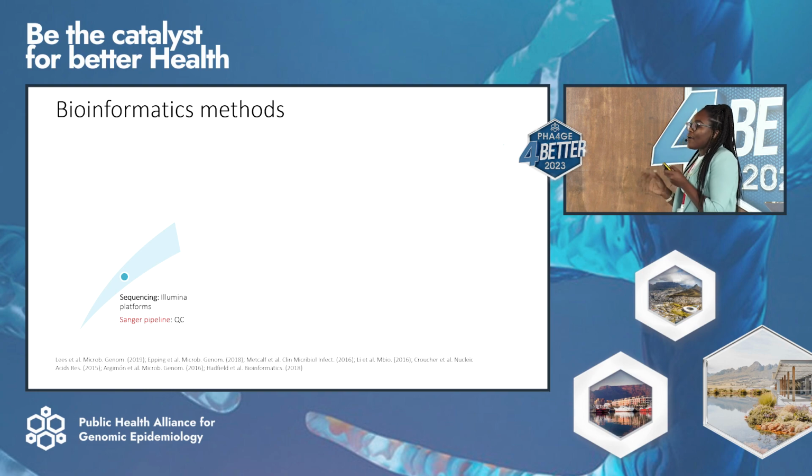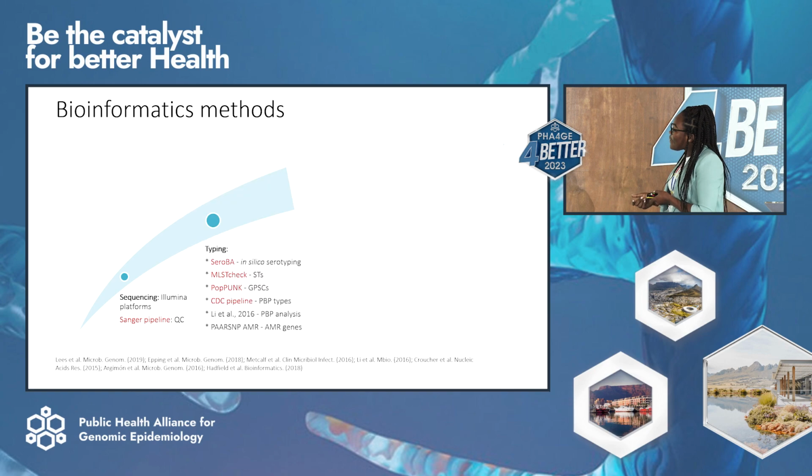pipelines. Just to break down a bit of the bioinformatics, we did our sequencing using Illumina platforms, and quality control was done using the Sanger pipeline. For typing, we used SeroBA for in silico serotyping, and just to mention that SeroBA had a 99% concordance with our phenotypic serotyping methods in our laboratory. We used MLST for sequence typing. We used PopPUNK for GPSC identification, which in long is Global Pneumococcal Sequencing Clusters. And we used the CDC pipeline to identify resistance determinants for penicillin, as well as other AMR genes.